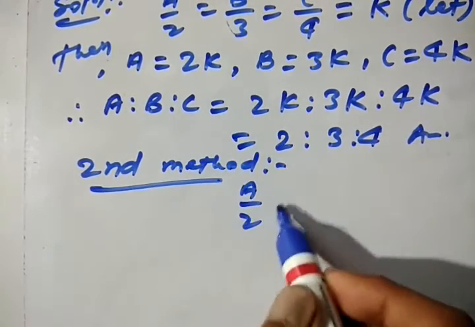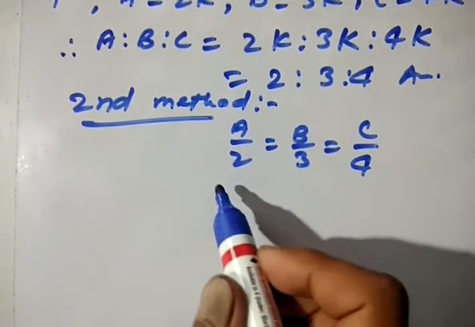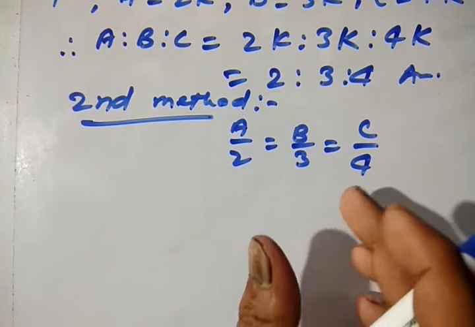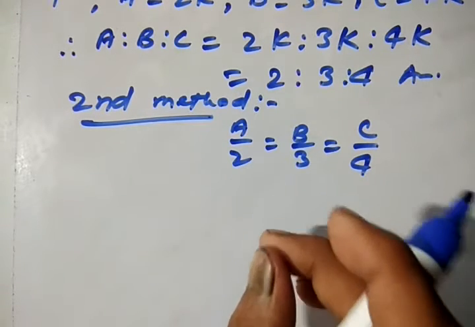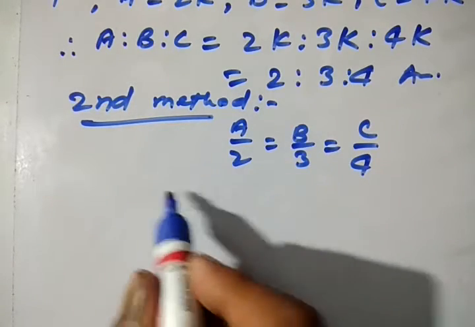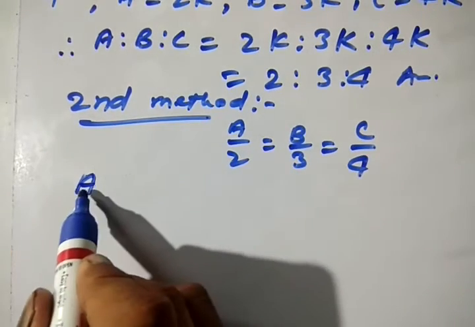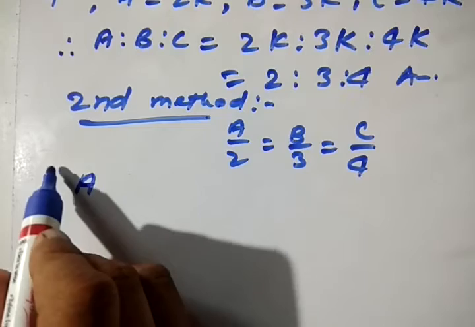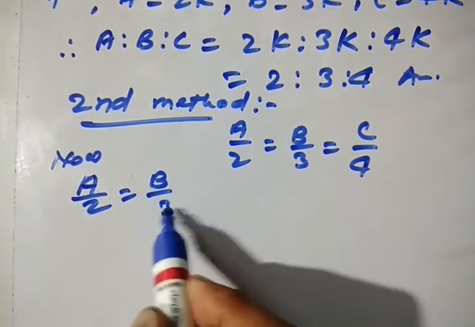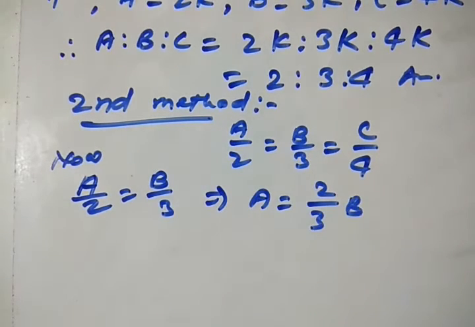a by 2 is equal to b by 3 is equal to c by 4. Now we have to find these terms in terms of any one quantity. From this we get a equal to, now a by 2 is equal to b by 3. From this a is equal to 2 by 3 b.